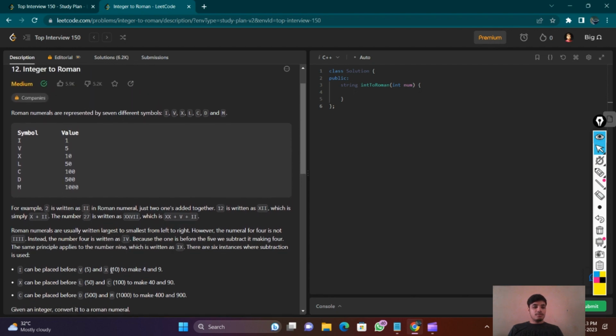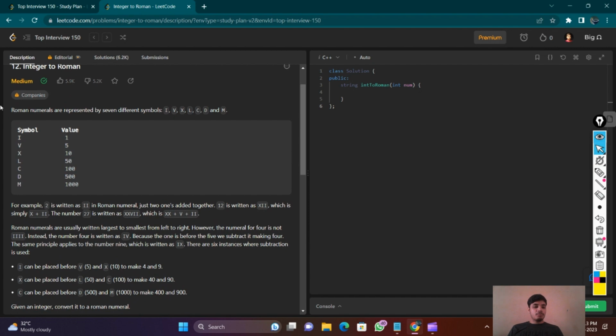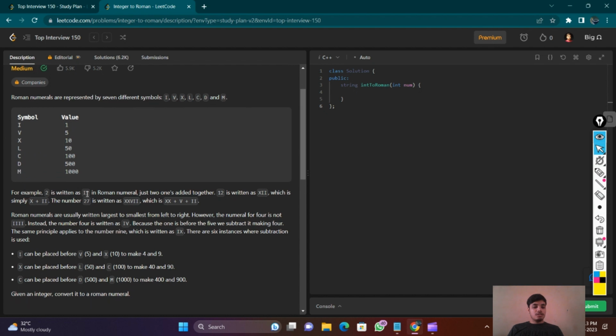So let's read this question again to understand better. Roman numerals are represented by seven different symbols: I, V, X, L, C, D, and M, and here are the symbols and their respective values. For example, 2 is written as II in Roman numerals, just two ones added together. 12 is written as XII, which is simply X plus II. The number 27 is written as XXVII, which is XX plus V plus II.